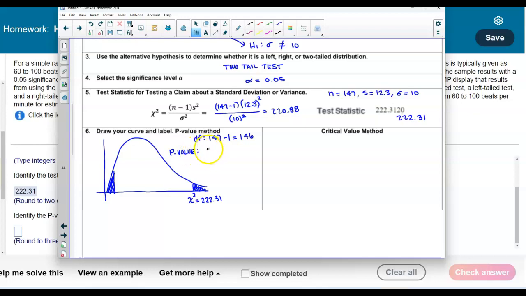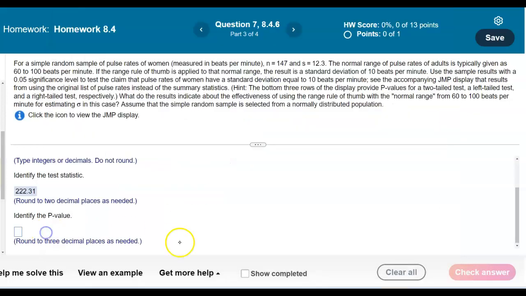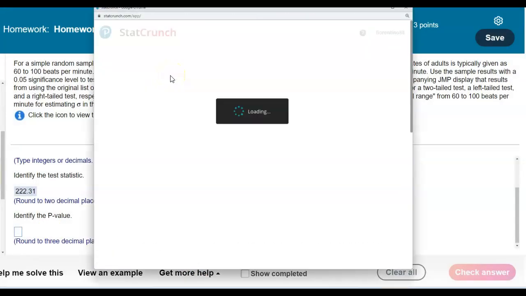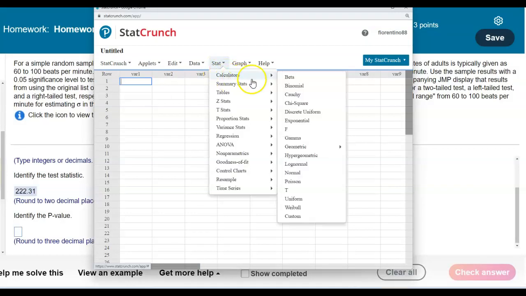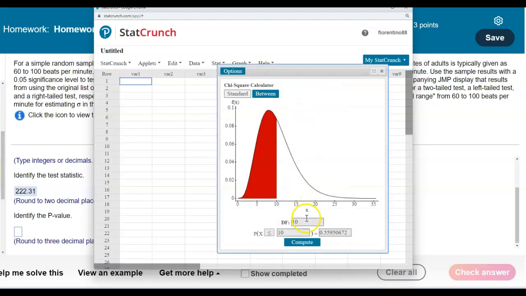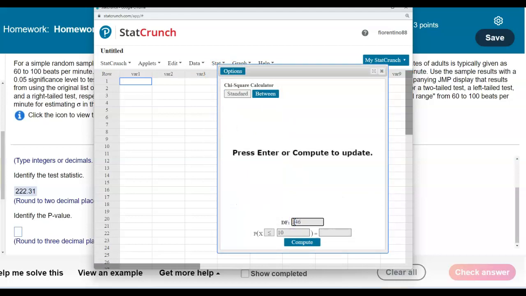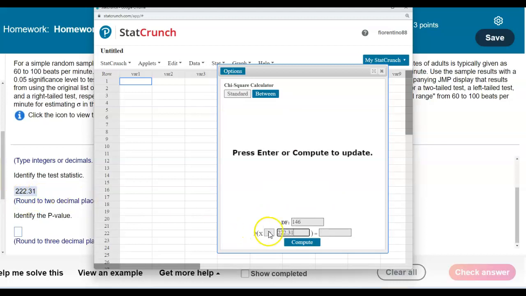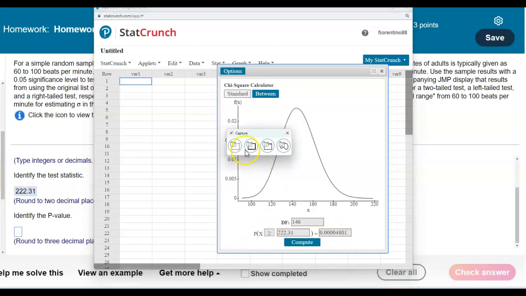And now in order to find the p-value, what we're going to do is first find the probability of when that test statistic is greater than or equal to 222.31. And then once we get that p-value, we're going to multiply it by 2 since we have two tails. So let's go ahead and put in our StatCrunch here. Okay, so we're going to go to Stat, Calculators, and then go to chi-square. We're going to put in our degrees of freedom, which is 146. We're going to make sure that this says greater than or equal to. And then we're going to put in a test statistic of 222.31, select compute, and there is our value.